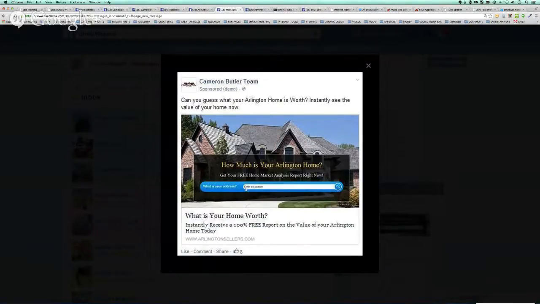Just getting people to click on something is step one. So getting ads to get people to click, that's step one. Now they click, they got to go to a page. That page has to be able to convert them. That's step two. Even when that page converts them into a lead to give them their report, step three is converting those leads into listers, right?